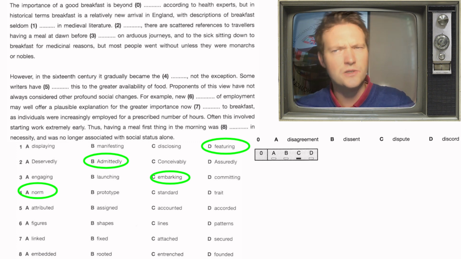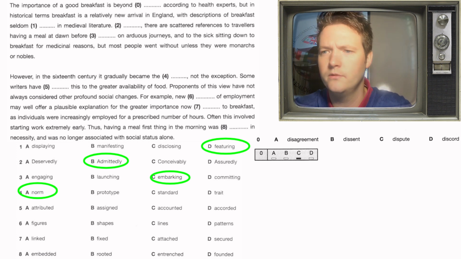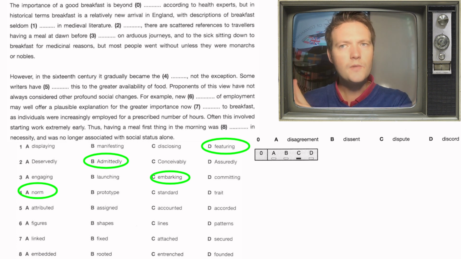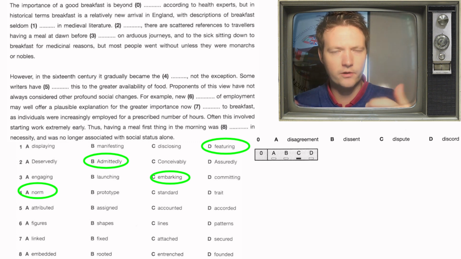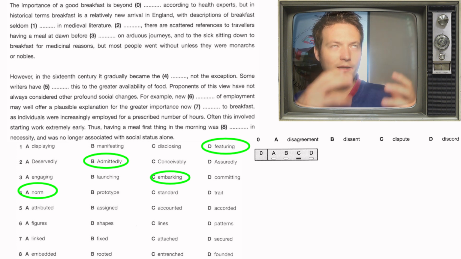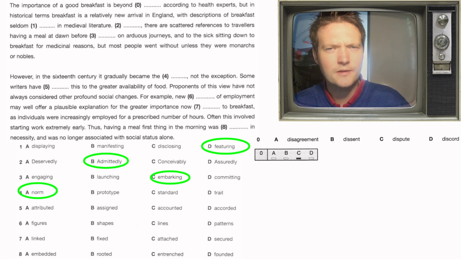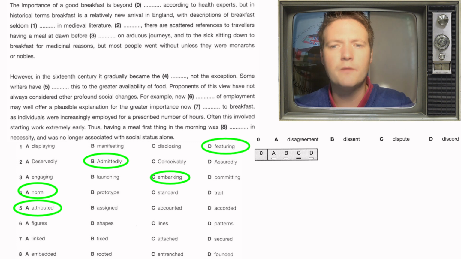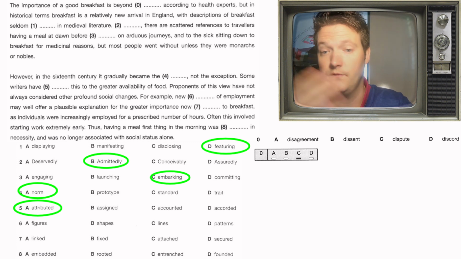Writers have accounted this to, the collocation is all wrong. No. Have accorded this to the greater availability of food. No, accord can mean agree, but it can also mean to give something to someone, normally an honor or a title. So it's like assign, but a bit more official, a bit more important. You can accord a nobiliary title to someone. Not right. No, it has to be attributed. Some writers have attributed this to the greater availability of food.